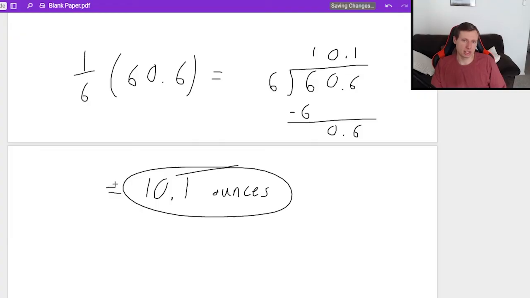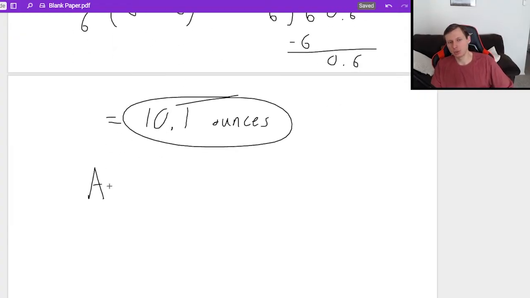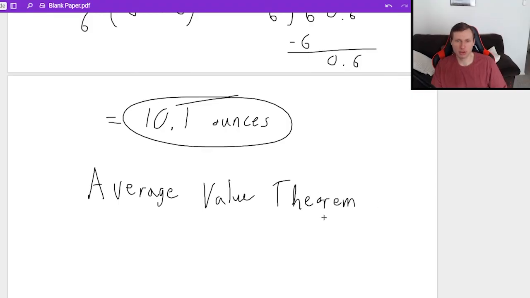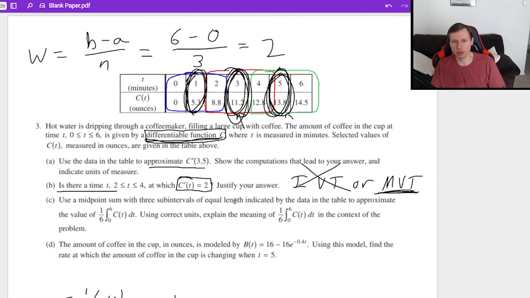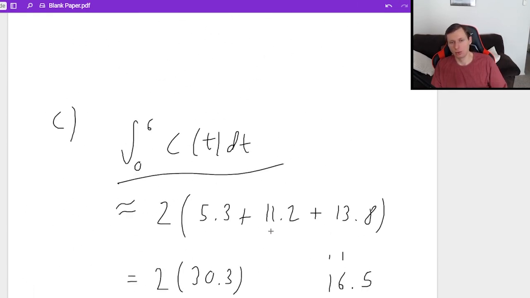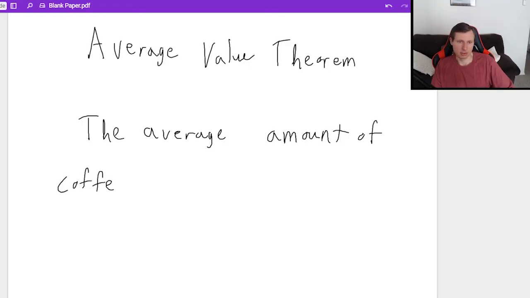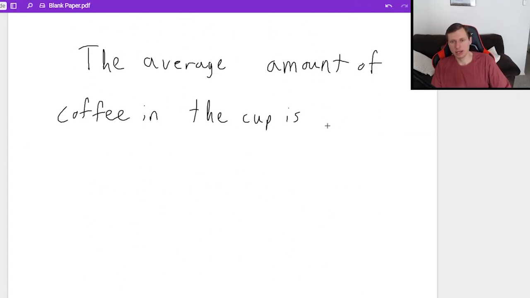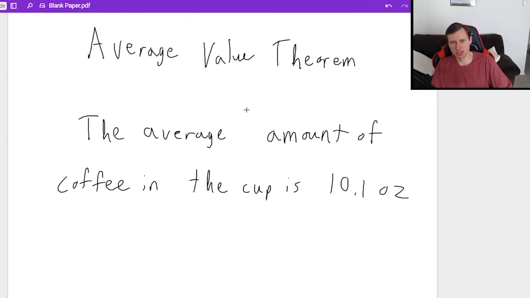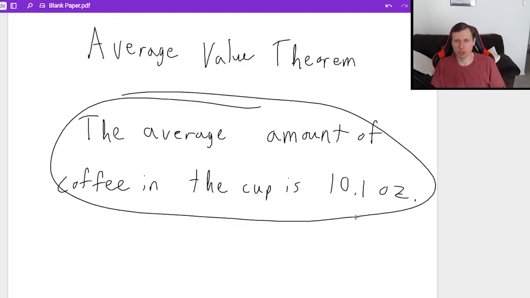The reason why it's ounces, by the way, is because I know that this was the average value theorem. And if you don't know why, then you should watch my video on the average value theorem, and then you'll say, oh yeah, this looks exactly like the average value theorem, and obviously you should know that. So when it says to interpret our result for part C and explain the meaning, we're going to say the average amount of coffee in the cup is 10.1 ounces. And there we go. There's our answer for part C.